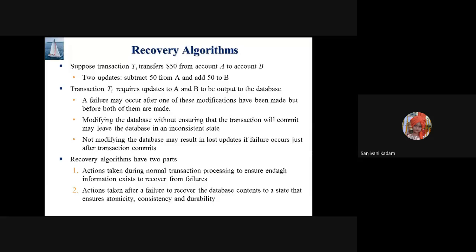For example, consider I have a transaction TI which transfers $50 from account A to account B. So this is my current transaction. For this purpose, we need two updates: subtract $50 from account A's balance and add that amount to B's account balance. So in this case, transaction TI requires updates to both A and B. It means database operations on both of these accounts need to be performed, that is, both changed values must be written to the database.